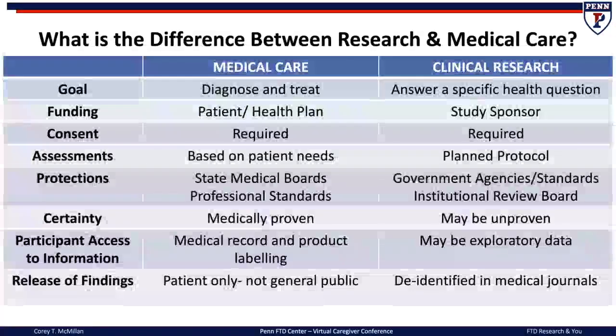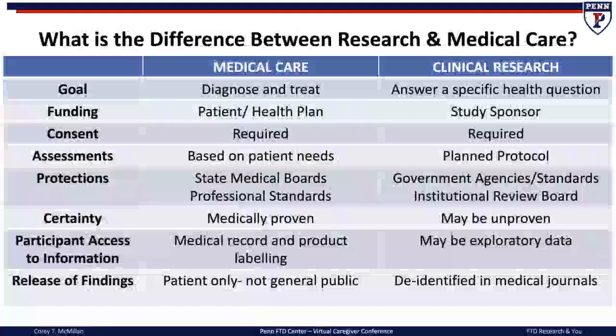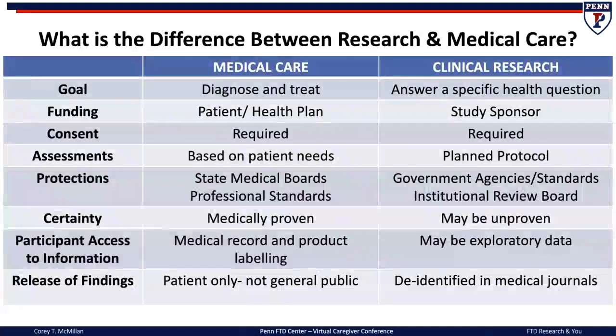In both medical care and clinical research, consent is required. So everyone participating, whether it's for medical care or clinical research, has to agree to participation. The assessments in medical care are based on patient needs, where in clinical research, they're based on a planned protocol. There are various protections that differ across different types of research. In medical care, state medical boards or professional standards are used to govern the protection of patients, where in clinical research, government agencies or institutional review board governs the protection of individuals.